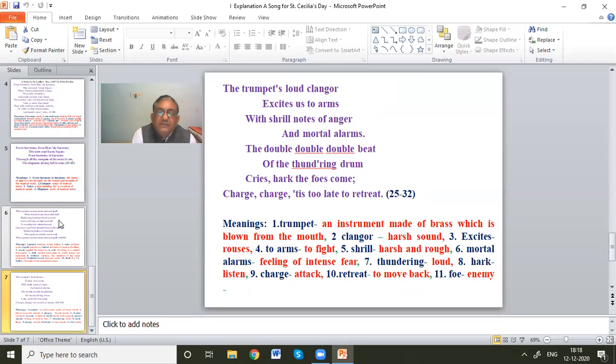Now another musical instrument, see, the double beat of the thundering drum. When the drum is beaten, a dum sound is produced. So this line is called onomatopoeia. Onomatopoeia means when the sounds of the words convey the meaning. When the drum is beaten, this kind of sound is produced.